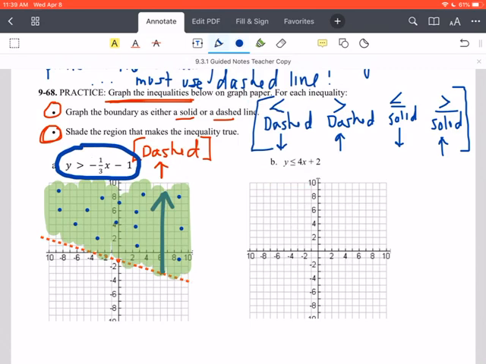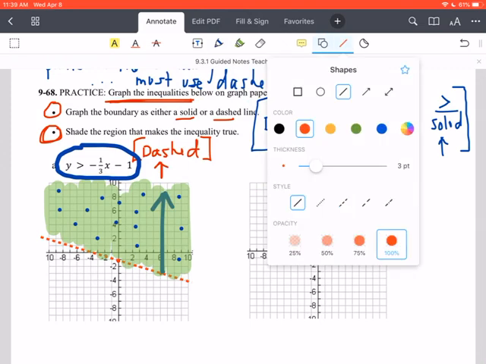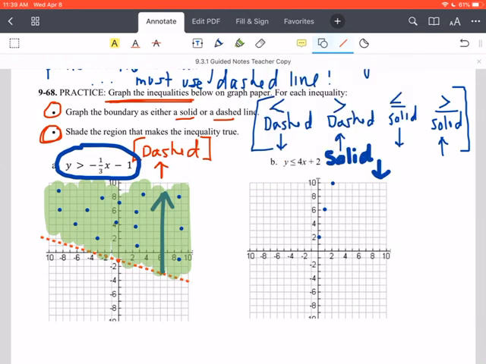Okay, the final problem of the day, we see right away that it's or equal to, so we are going to have a solid line. And then we see it's less than, so we are going to shade straight down after we have our boundary line. So I'm going to start at 2, and then I'm going to go up 4 over 1, up 4 over 1. Now I need to get my ruler and a solid line in this case. So I'm going to make my line.